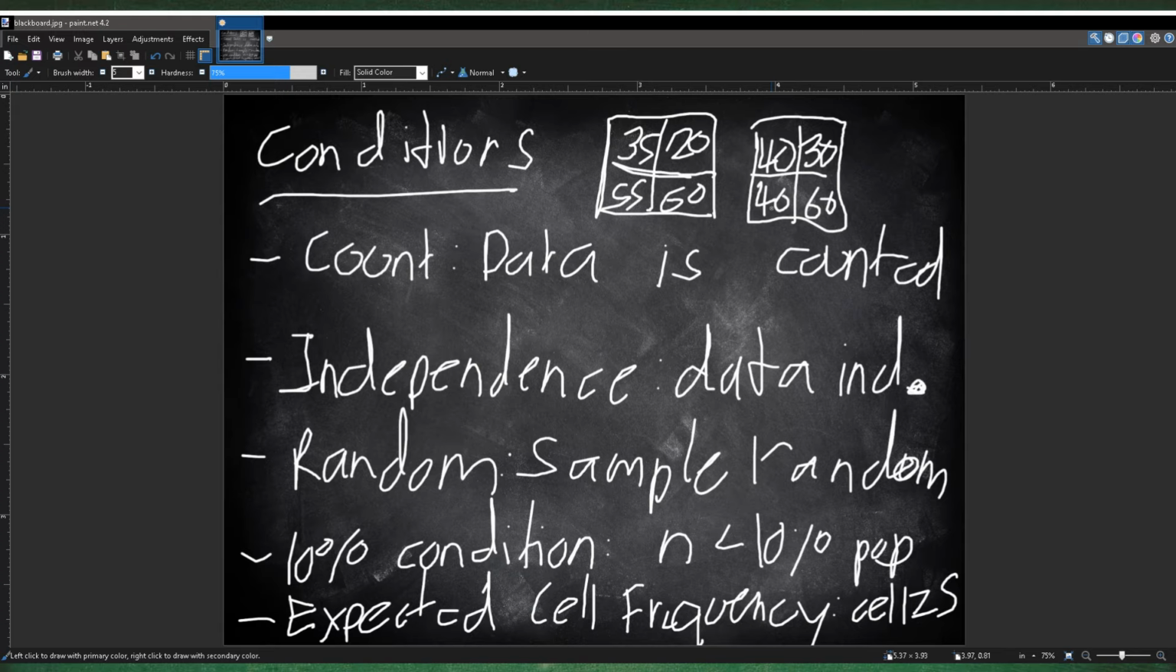So basically your expected is 40, 40, 30, and 60. This is your actual sample. This is your expected. So your expected cell size is 5. So the 40, 30, the 40, and the 60 are all greater than 5 for each cell. So you could say the expected cell frequency is met.